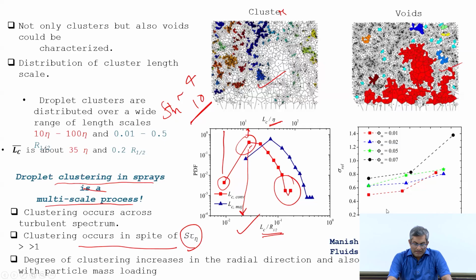And also we see that the degree of clustering, as I had shown earlier, is a parameter which shows the strength of the clustering process. And this plot shows that it usually increases towards the edge of the spray, in this scenario. And also this varies with the particle loading. So, as the particle loading increases, the degree of clustering more or less increases.